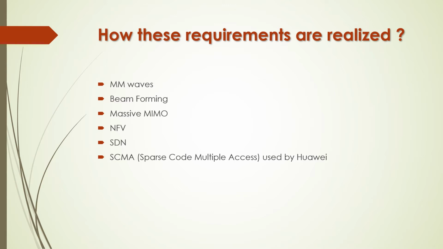Then the multiple access technology. SCMA is the multiple access technology that will be used by 5G. For example, one network vendor, Huawei, is using this particular multiple access technique for sending and receiving data in 5G. So these are the technologies which will be used to realize the requirements of 5G.